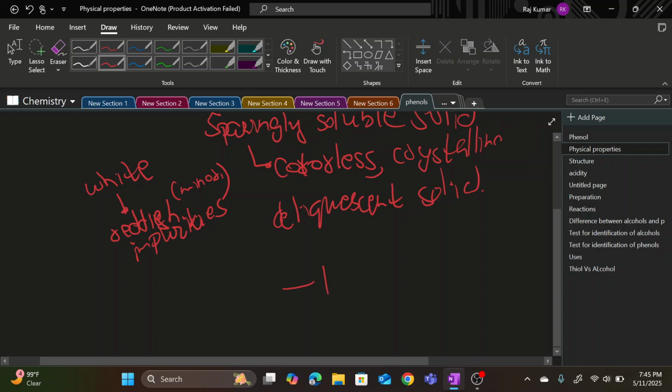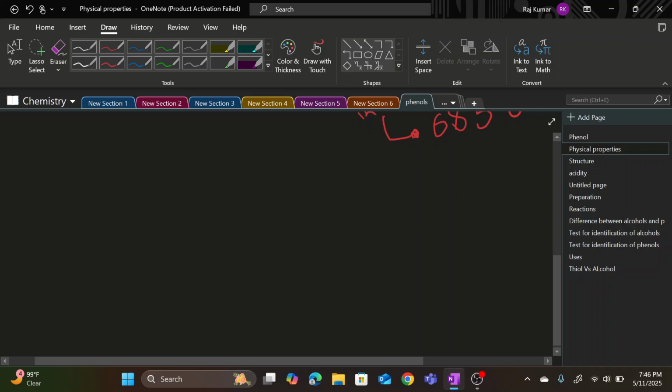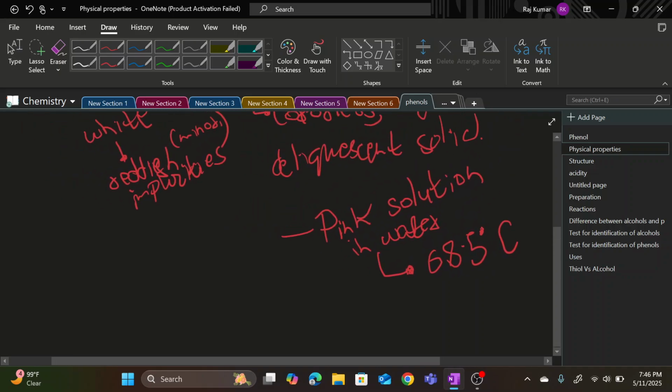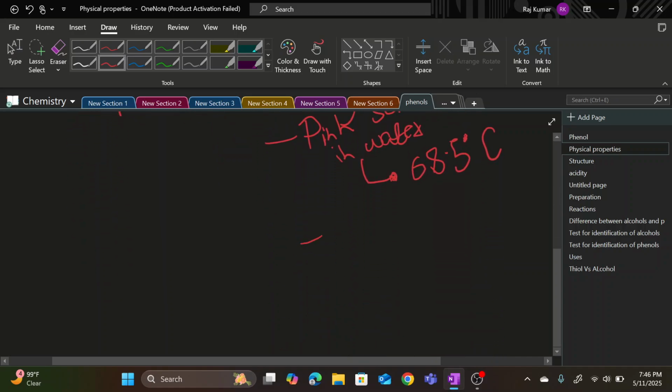It forms a pink solution in water that is sparingly soluble, and that solution has an upper consolute temperature, or critical solution temperature, of 68.5 centigrade, which means that above 68.5 centigrade phenol is completely soluble in water. It also has a characteristic odor.